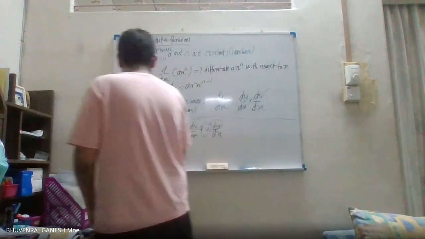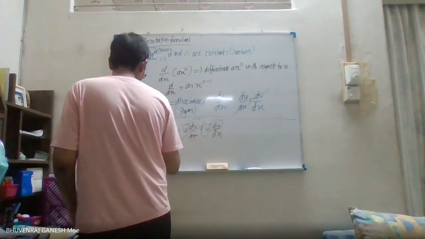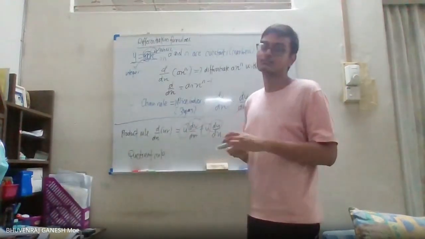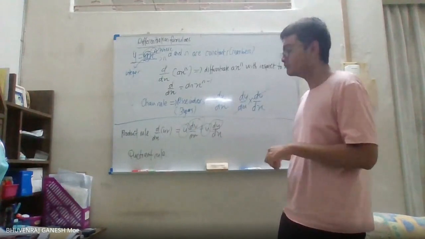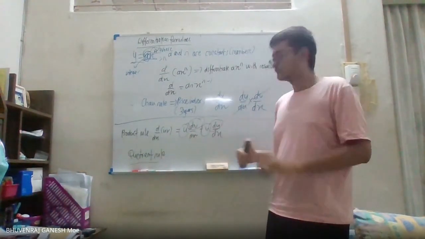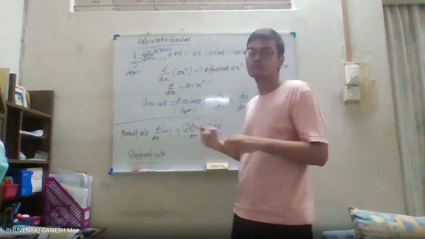And then quotient rule. Quotient actually means what in maths, you think? The word quotient. Usually we use quotient as what word? I mean, what operation.